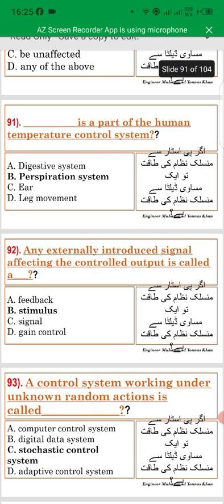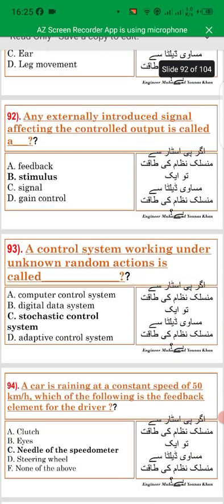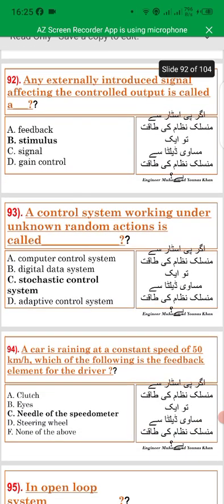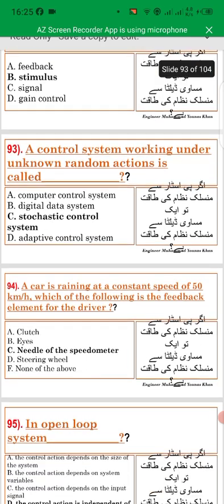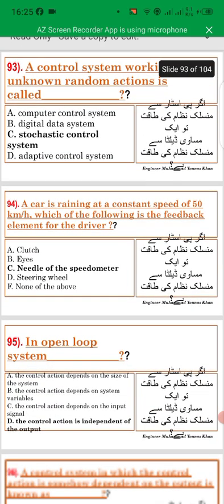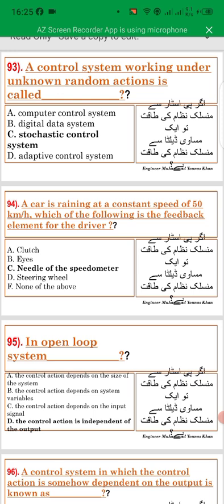An externally introduced signal affecting the control output is called stimulus. The control system working under unknown random action is called stochastic control system. A car is running at a constant speed of 50 km per hour. Which of the following is the feedback element for the driver? Needle of the speedometer.